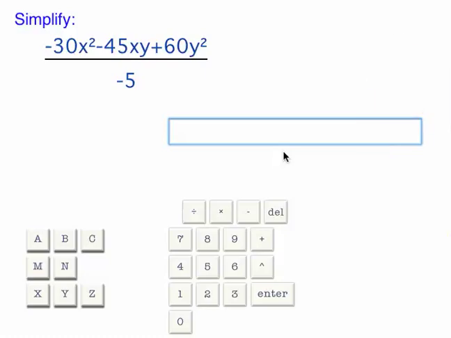All right, and that is it for level 11. That is it for polynomial division.